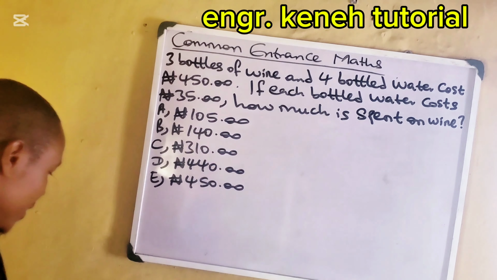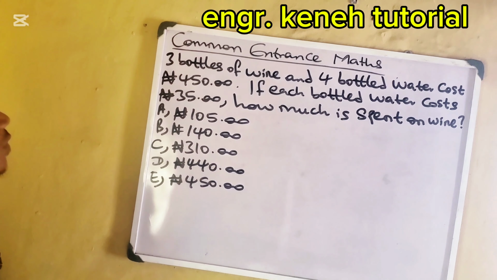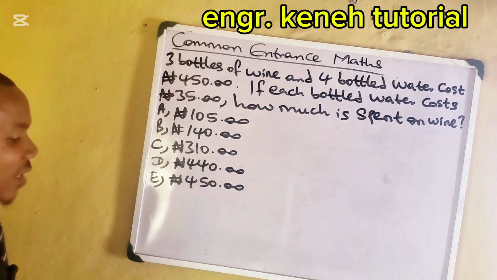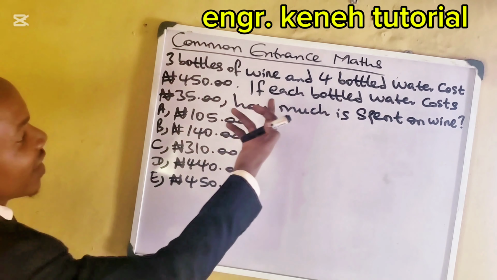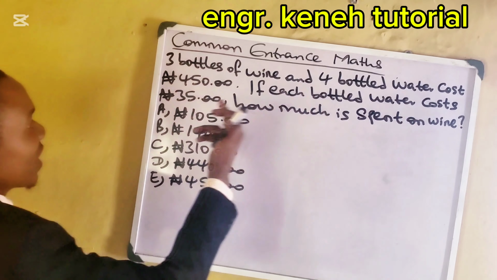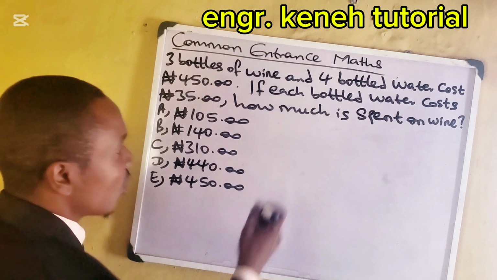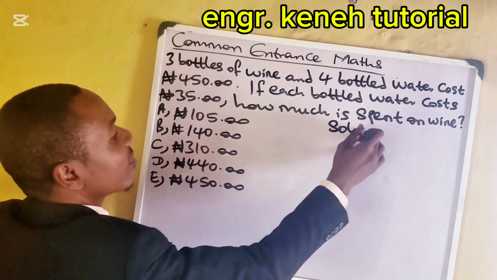We have something like this. The question says 3 bottles of wine and 4 bottled water cost 450 naira. If each bottle water costs 35 naira, how much is spent on wine? So we have solution like this.